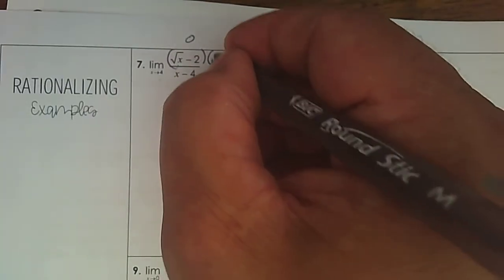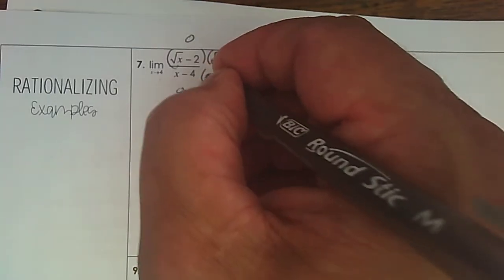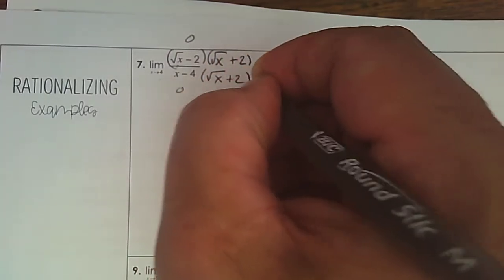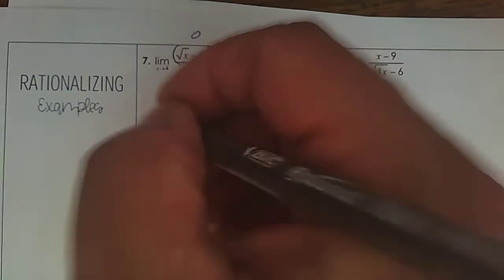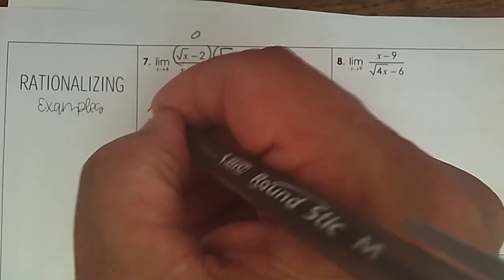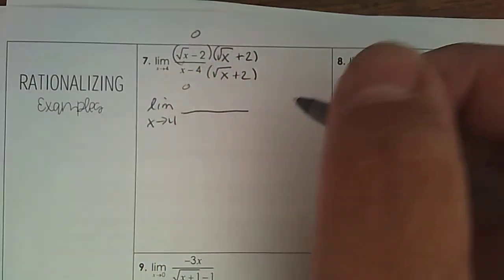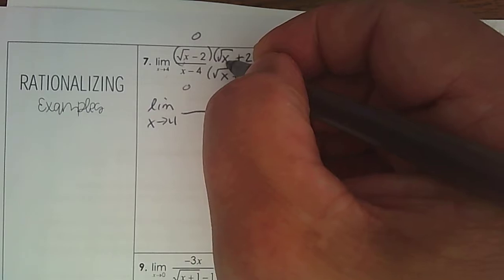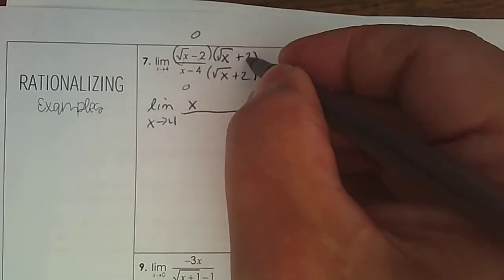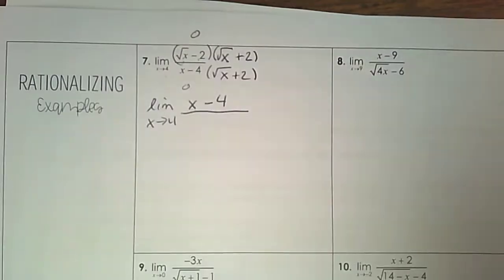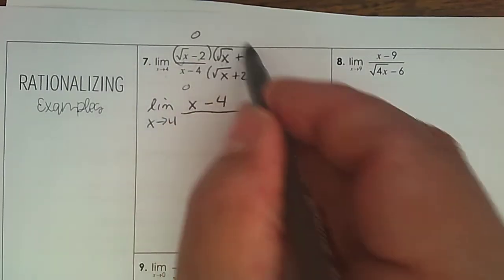So instead of root x subtract 2, the conjugate is root x plus 2. And I'm going to do that top and bottom. Root x plus 2 and root x plus 2. Now, the numerator, I can multiply out. So root x times root x is just x, and negative 2 times 2 is negative 4. This is called a difference of squares. So just first times first and last times last.